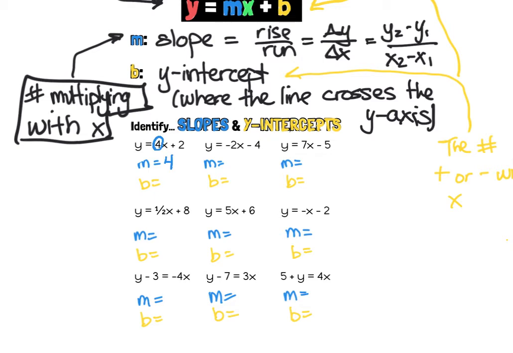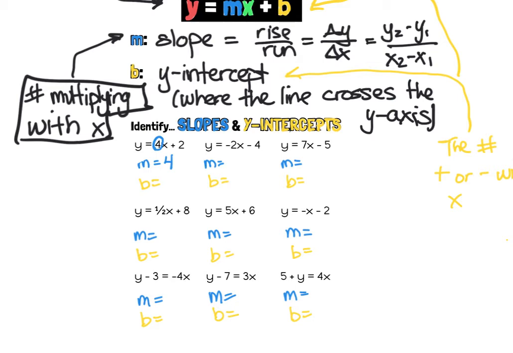And just so we're clear, the x is not a part of the slope. So if you write 4x here, then you get the problem wrong. The slope is just 4, okay? We just use the x to find the slope. All right, it's the number multiplying with that.